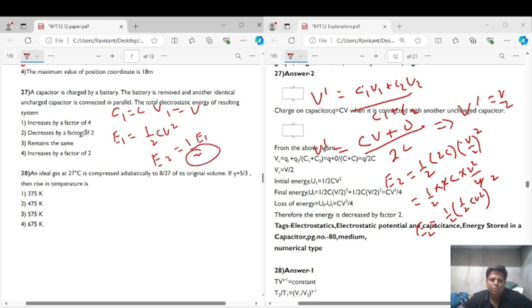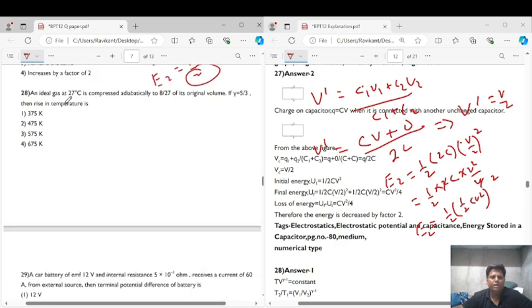Energy is reduced by a factor of 2 is being given in option 2, that is, the resulting energy is decreased by a factor of 2. So the correct answer in question number 27 is option 2, right? Now let's come to question number 28.